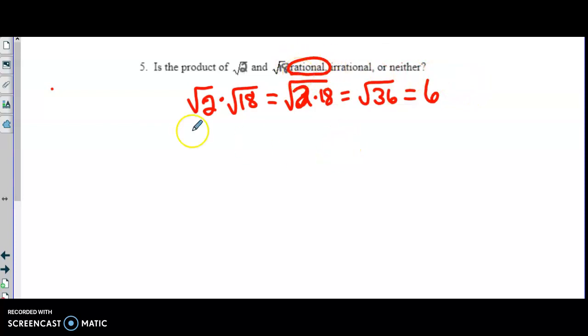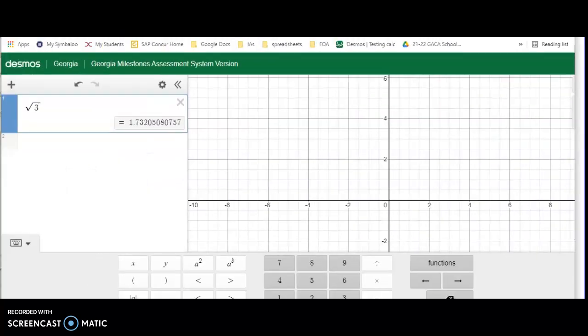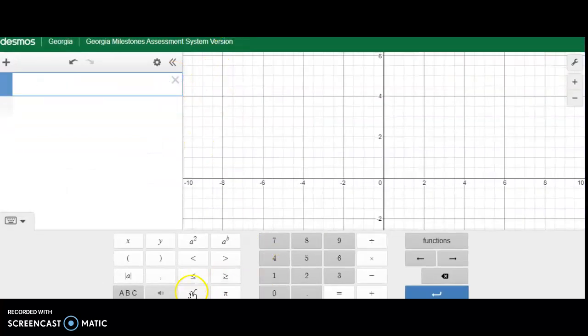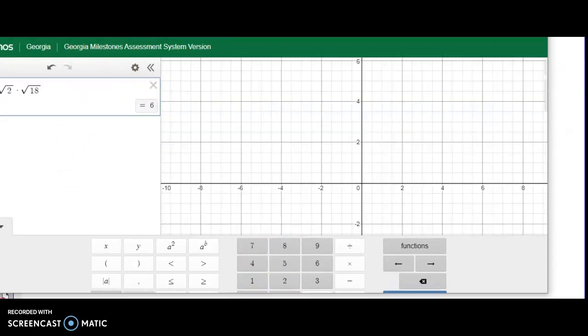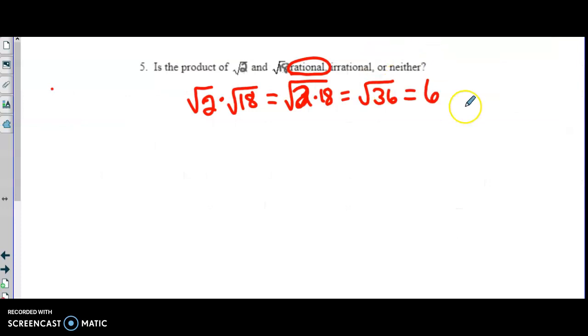But if you didn't know how to multiply those, don't fear, you guys. You can go to your calculator and type it in there. The square root of 2, times the square root of 18. And it just goes ahead and tells you that that is 6. And 6 is an answer that you can write as a fraction, so it is a rational number.